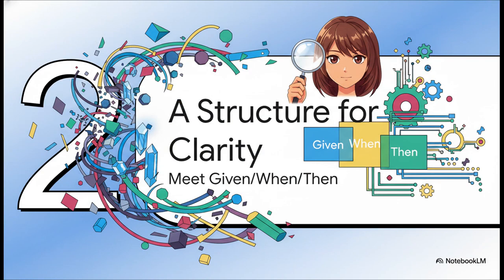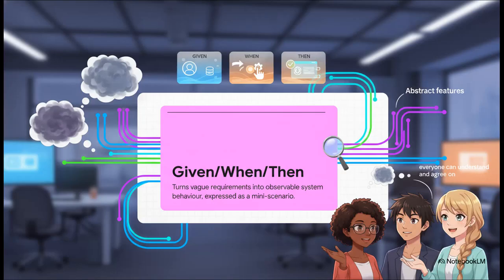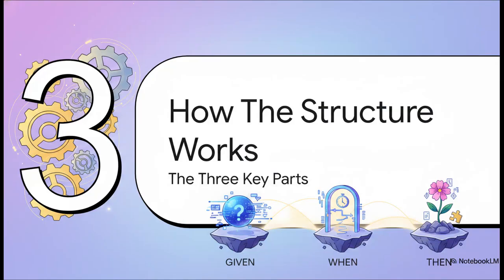So we're going to look at a structure that is specifically designed to bring clarity out of that chaos. It's called given, when, then. And trust me, it's an incredibly powerful tool for getting everyone on the same page. So what is this thing? Well, at its heart, given/when/then is a way to completely reframe our requirements. Instead of talking about abstract features, it forces us to describe observable system behavior. It turns a single, fuzzy sentence into a concrete mini-scenario that everybody can look at and say, yep, I get it.